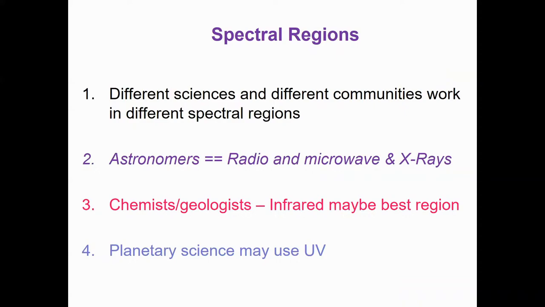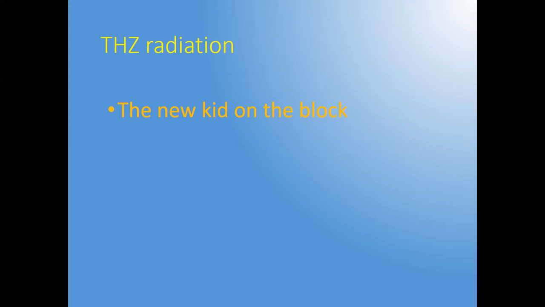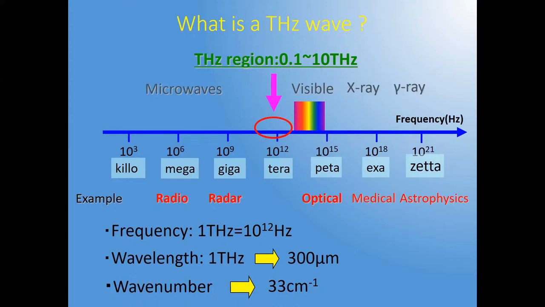I just wanted to mention, because it's the new toy, and again it's relevant because if you're in India, you will probably have heard about the new terahertz radiation system being developed at PRL by Barlow. Terahertz radiation is the new toy on the block. For those of you who don't know where terahertz is, it's here. It's about the terahertz region. Its frequency is about 10 to the 12 hertz. Wavelength, if you like, 300 microns, or 300 centimeters to the minus one.